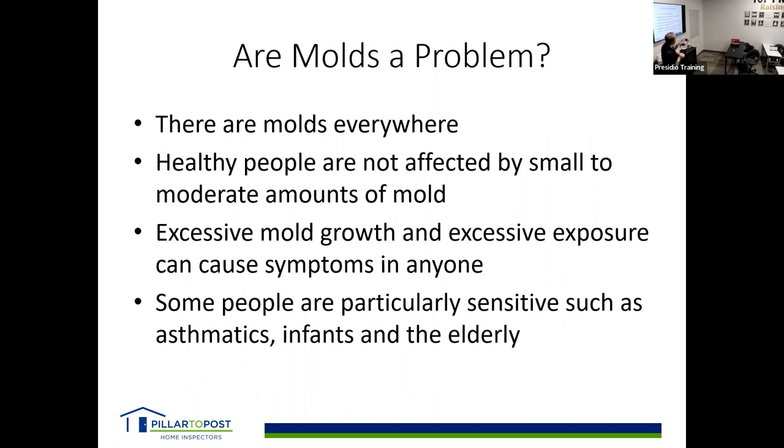Just other facts, healthy people should not be affected by small or even moderate amounts of mold. Excessive mold can cause symptoms with anyone. And excessive exposure, that's another thing. The way our immune systems work is our bodies can tolerate certain things. But once we're exposed repeatedly to the same thing, our body starts to build up and our body's defenses will start to say, okay, that was kind of rough the last time we dealt with this. So the next time it comes up, we're going to put the defenses up even sooner. And so some people have noticed that.